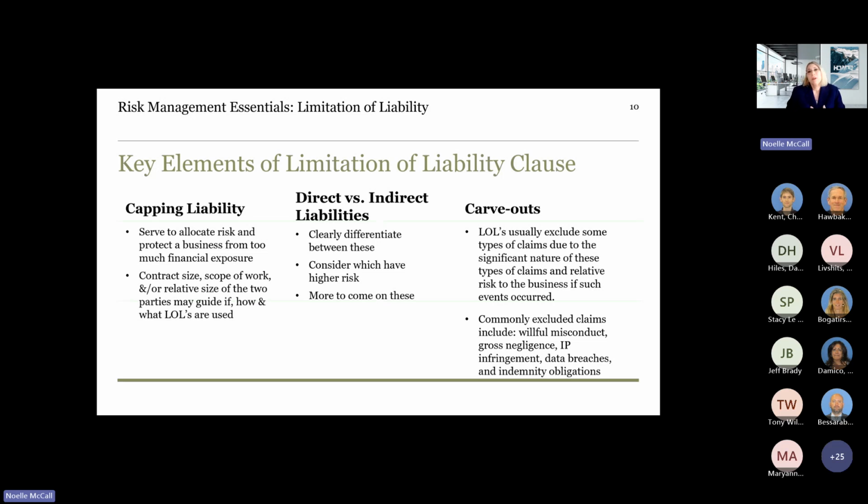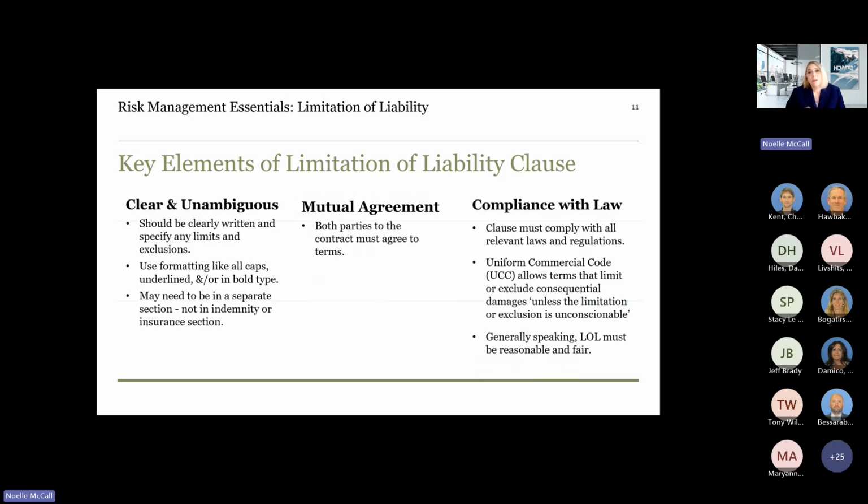Also, carve-outs. Limitations of liability usually exclude some types of claims due to the significant nature of these types of claims relative to the business if these events occurred. Commonly excluded claims include such things like willful misconduct or intentional wrongdoing, gross negligence, IP infringement, data breaches, which can be huge if you can imagine, and indemnity obligations.